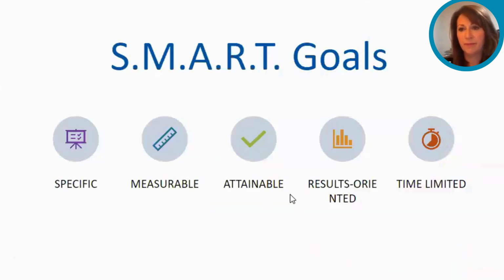So we want to be able to take a look at the present level of performance and we want to see progress, right? So we want to see that it's measurable. We want to see that it's attainable. I mentioned that as well. Again, if a goal has been on there too long, then maybe we need to rewrite it. Results oriented, and then time limited.